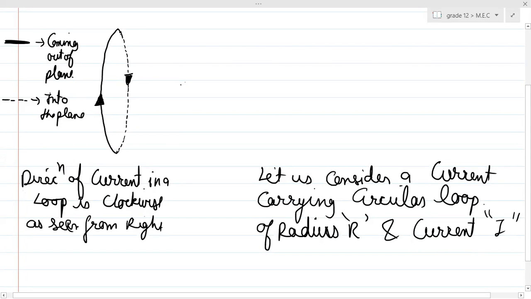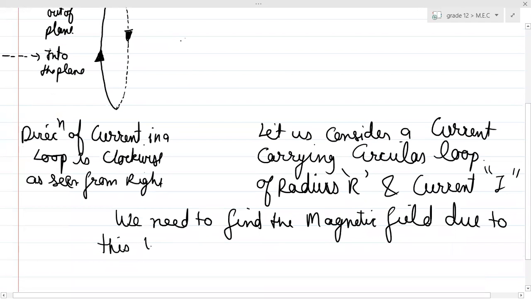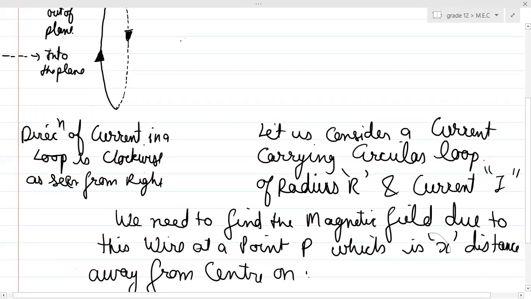Hello guys. Is this clear? Yes, sir. What do we need to find? We need to find the magnetic field due to this wire at a point P, which is x distance away from center on the axis of the loop.